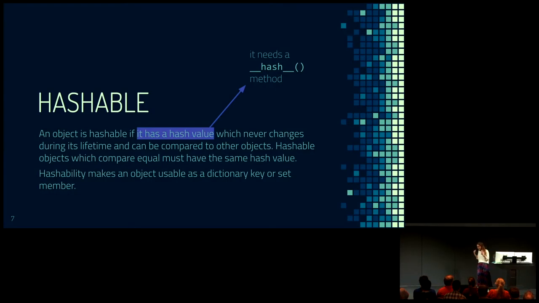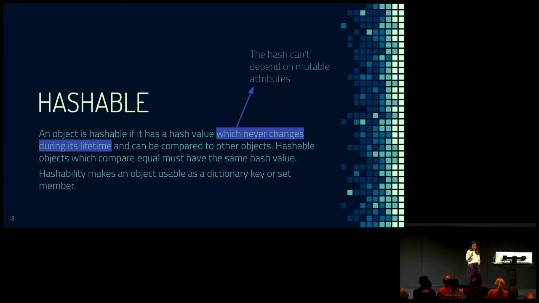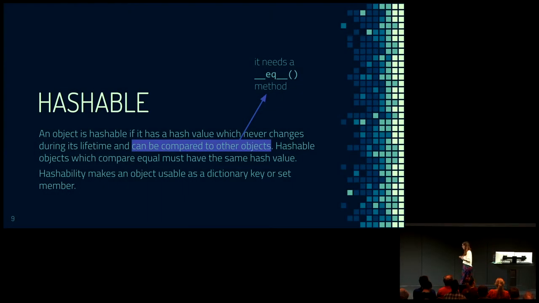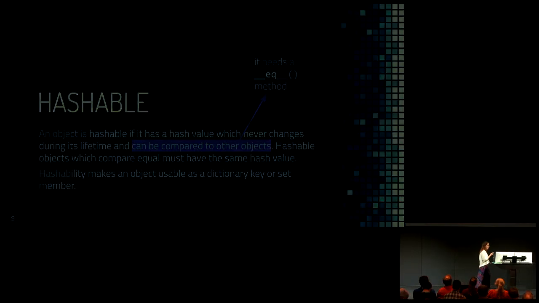And now let's digest this definition a little bit more, right? So it says it needs a hash function. So this, under the scenes, needs a __hash__ method. And let's digest it a little bit more. It never changes during the lifetime. This means that it cannot depend on mutable attributes. And this will be important if you need to customize this behavior for your own classes. And it can be compared to other objects. And this basically means that it needs an __eq__ method.